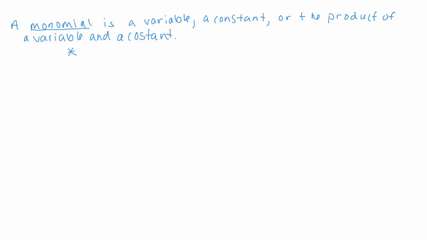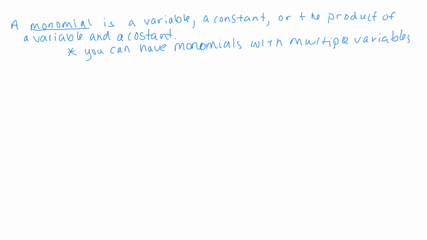And then I'm going to put a little note here. You can have monomials with multiple variables. And we'll talk about those in just a bit. Okay, so you could have the product of a variable or variables and a constant.